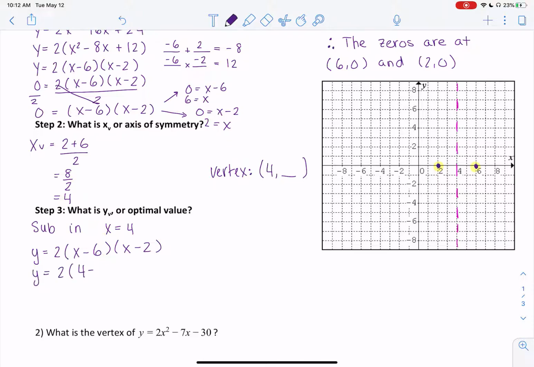So instead of writing an x, I'm just going to write a 4. Now we do the brackets first, and then we do the multiplication. So now we can put that y coordinate in our vertex. That would be our optimal value, or in this case, our minimum. So it's going to be down here at 4, -8. And then I just connect these with a nice curve.